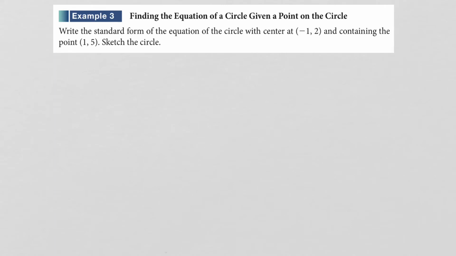So in the next example, it's a slight twist. It says we want to write the standard form of the equation of a circle that has a center at the point (-1, 2), and it contains the point (1, 5). All right. So let's remember that the equation for a circle is this.